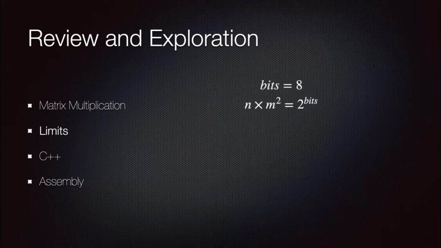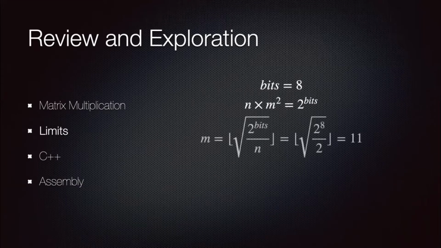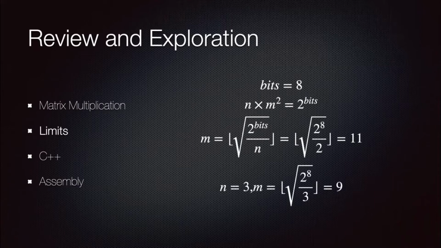For our 8-bit example, if our n is 2, our m would be 11. And if n is 3, our m would be 9. Hopefully it's obvious at this point the larger our matrix gets, the smaller our maximum element value can be, which leads us to carefully think about using our memory.